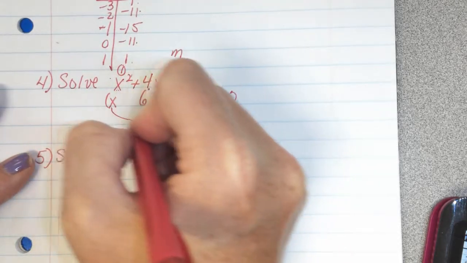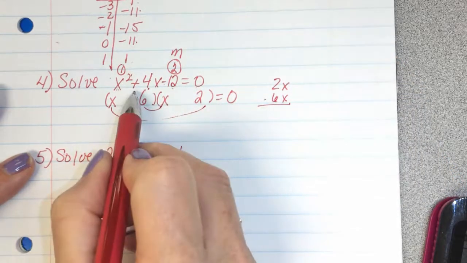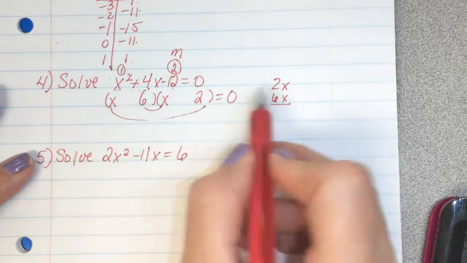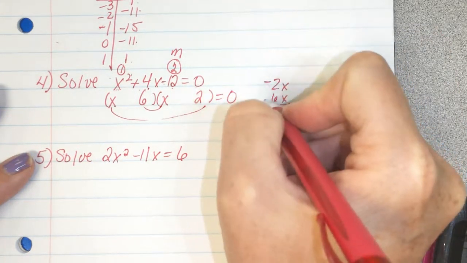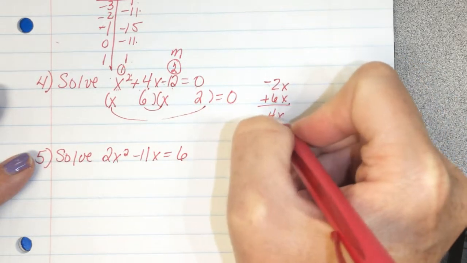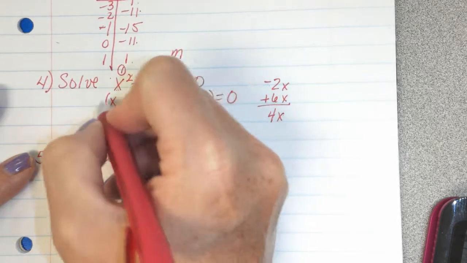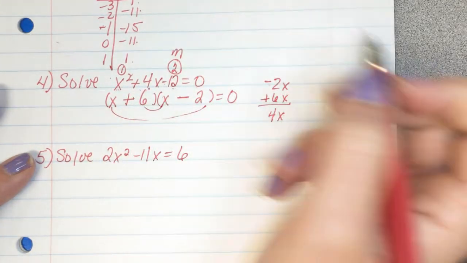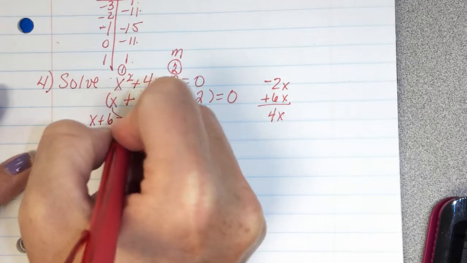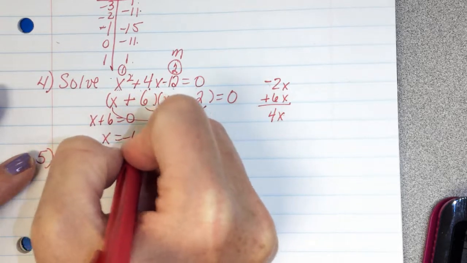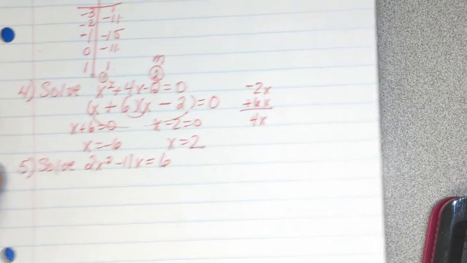Now, when I do my outers, I get a 2x. When I do my inners, I get a 6x. We want to get a positive 4x. So how would I do the signs? Negative 2 and positive 6. That gives me the positive 4x that I need. So I need my 6x right here to be positive, my 2x right here to be negative. So therefore, the solution should be, if I set this one equal to 0, subtract 6, and set this one equal to 0, add 2, and there we go.